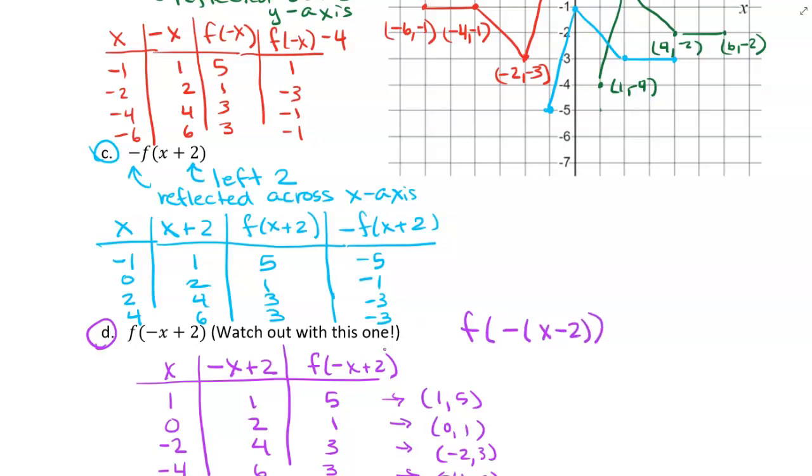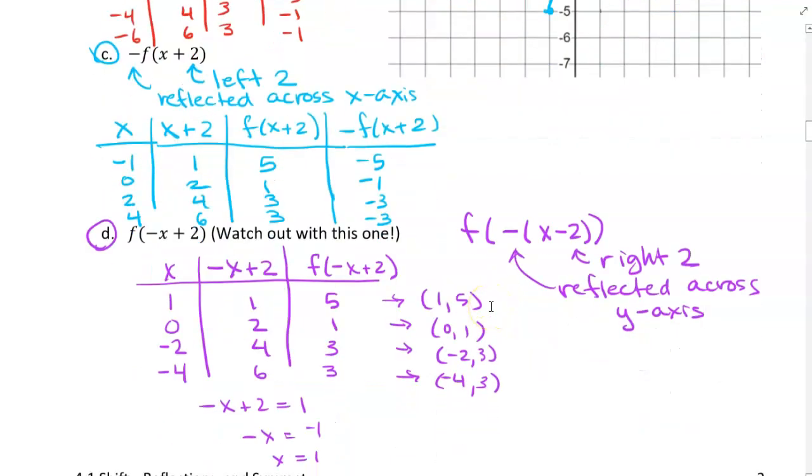So we're going to factor out a negative from the input, and then you can see that it is actually a shift to the right by 2, and then reflected across the y-axis. F of negative x reflects it across the y-axis. Okay, so that's actually what it is. But that's where it gets a little confusing, and I like to use the table.